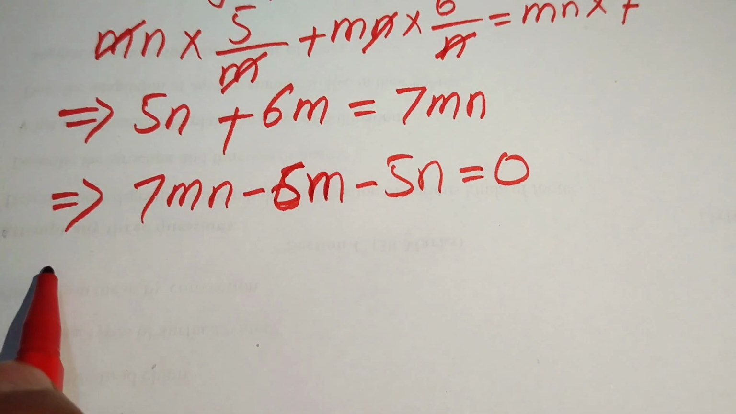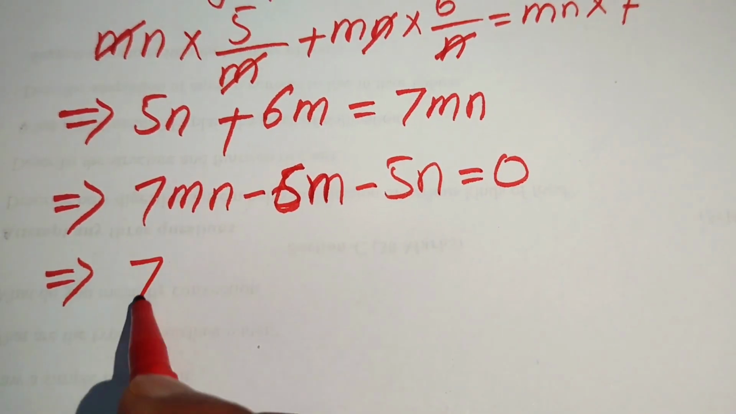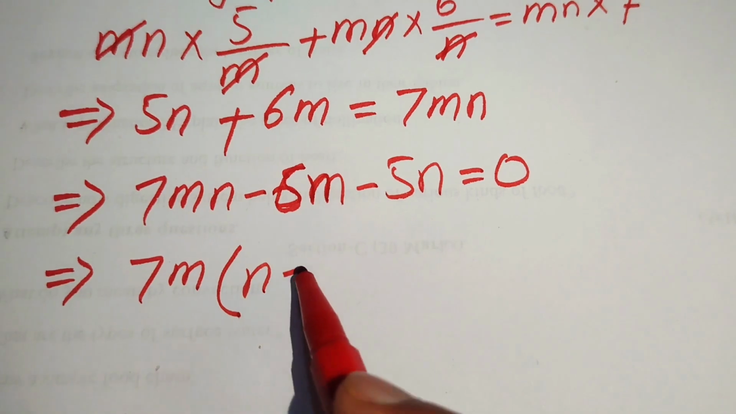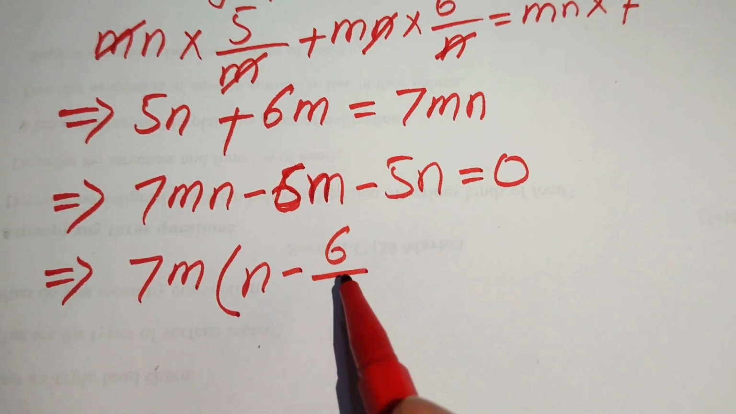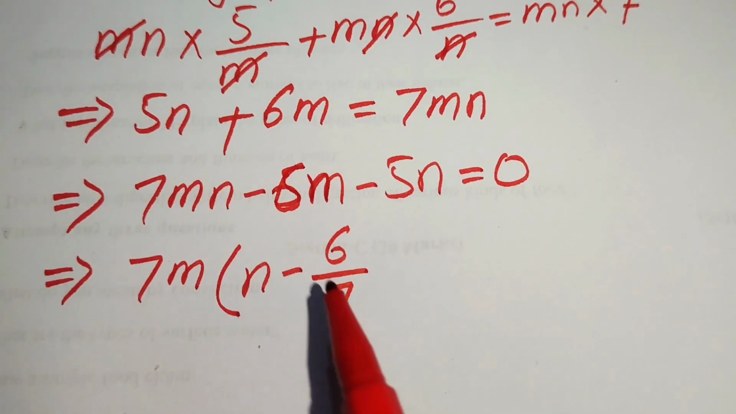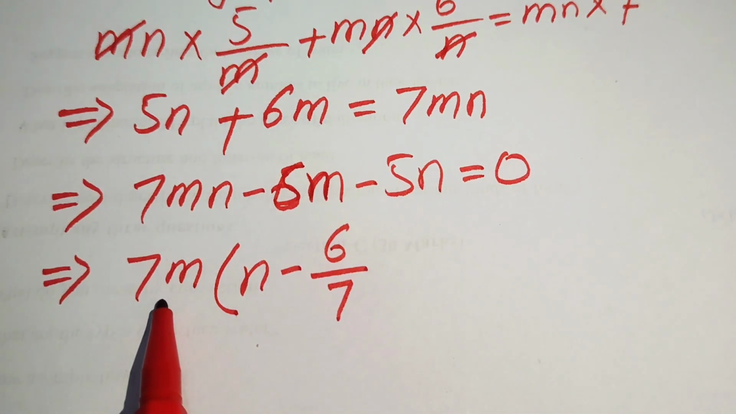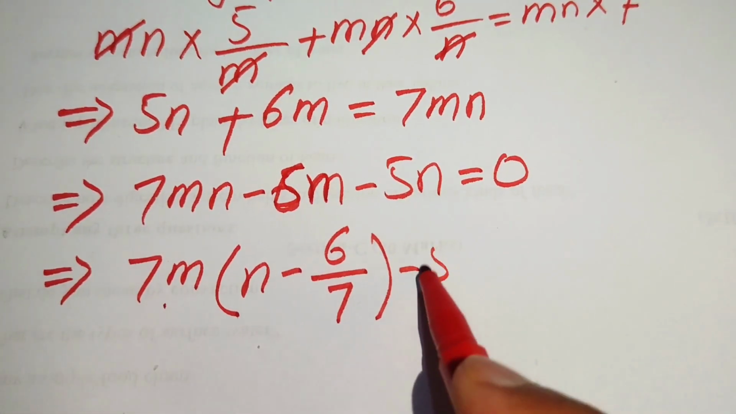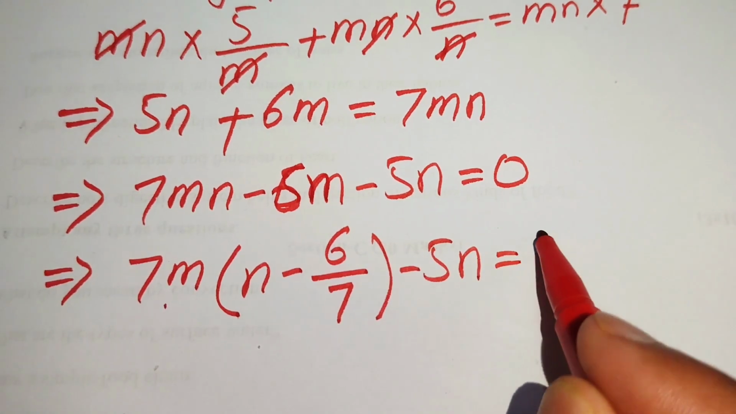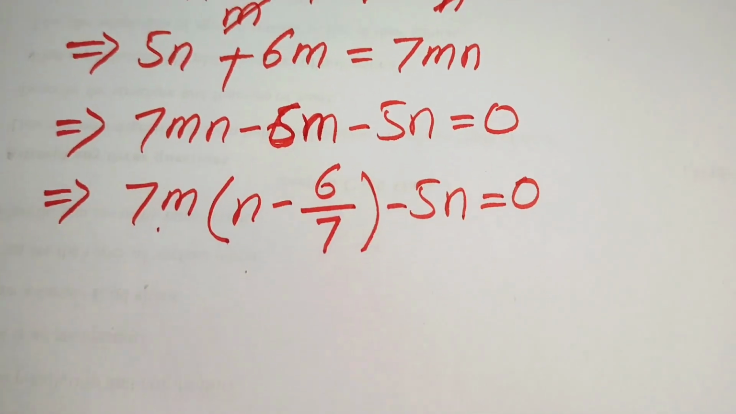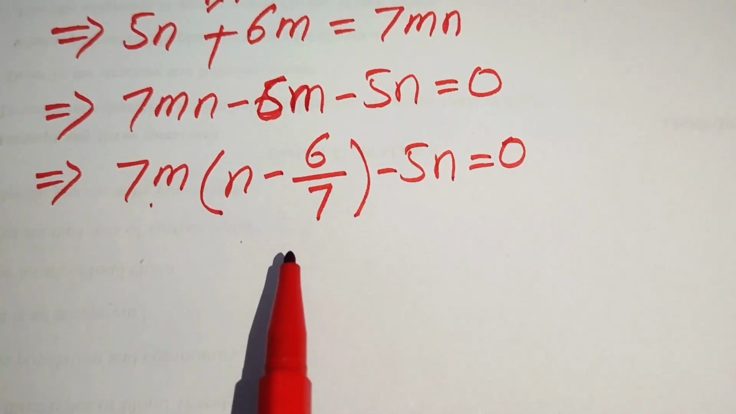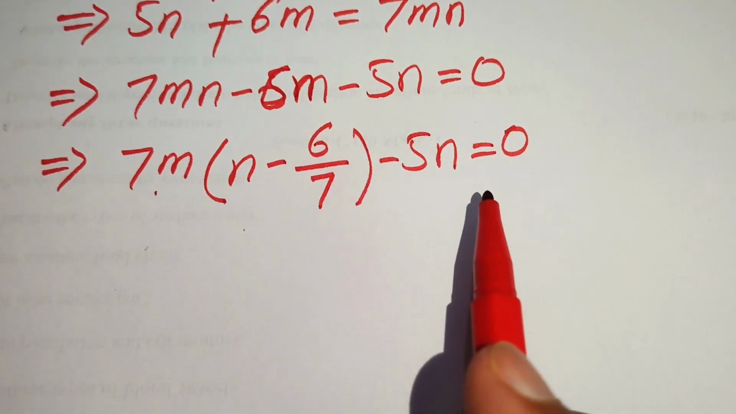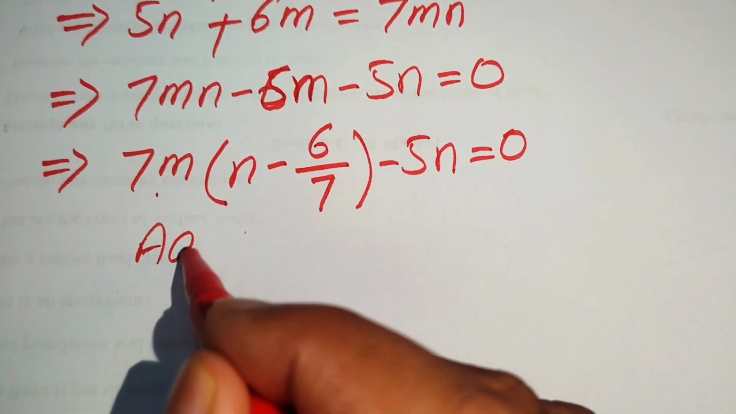So here you focus on the first two terms, and we take common 7m, and the remaining term is n minus 6 over 7, because we take m common from both of these terms. So 7 divides here, and this will be written as minus 5n, and this whole equals 0. Now in order to make this n minus 6 over 7 a factor, we need to add 30 over 7 to both sides.